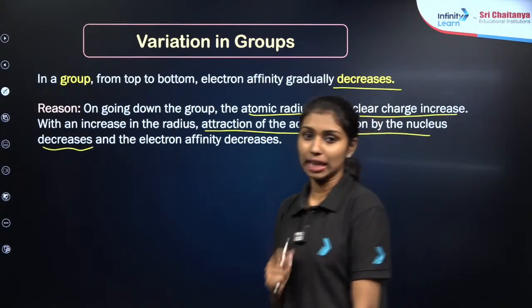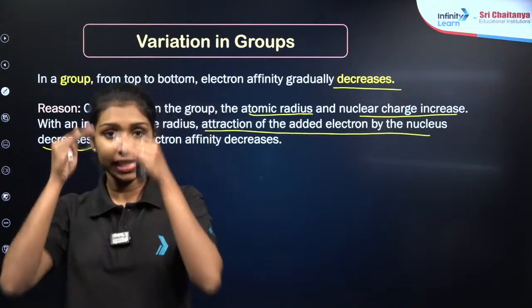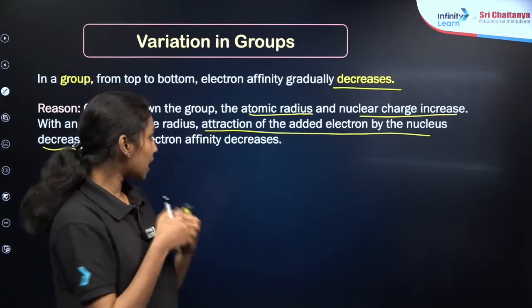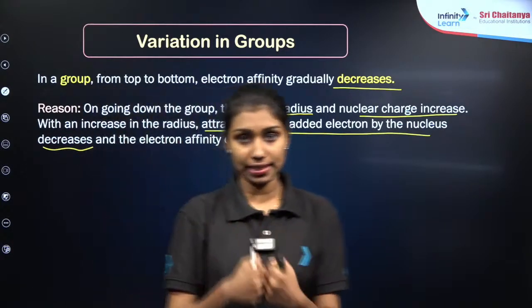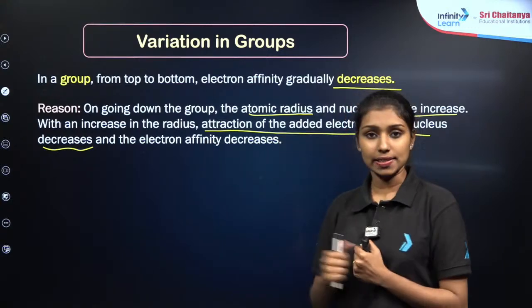Same as the electron gain enthalpy. As we move down the group, the size increases. As the size increases, the attraction between the electron and the nucleus decreases, so electron affinity decreases. Clear?